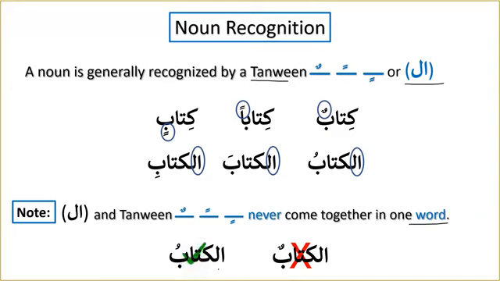That's number one. Number two, also remember that tanween and al never come with a verb or with a harf, a particle. They always come with the noun. So two things we need to remember: a noun never takes al and tanween together, and al and tanween never come with a verb. They always come with a noun.